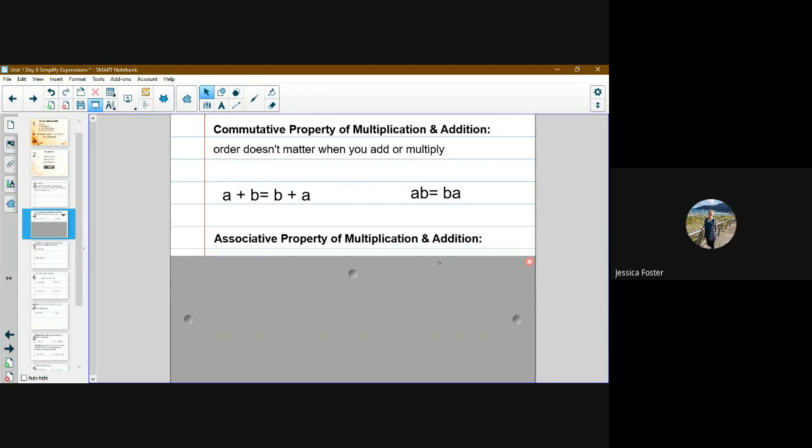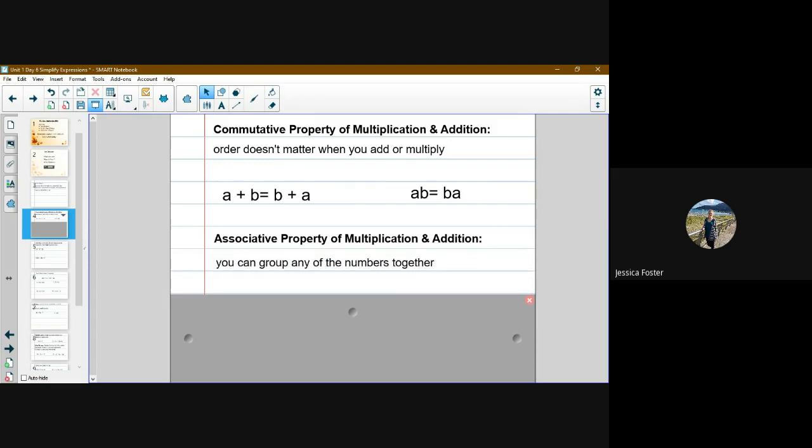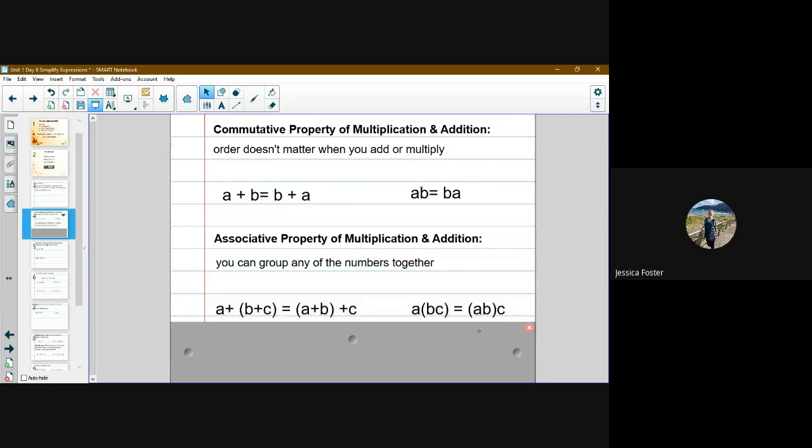We also have the associative property of multiplication and addition. Now this is a little different because instead of focusing on the order that we add and multiply, we're talking about grouping things together. So the associative property of addition says we can group things in any order that we need to. Looking at this first example, on the first side of the equation, I'm looking at b and c, and I want to focus on adding those two together.